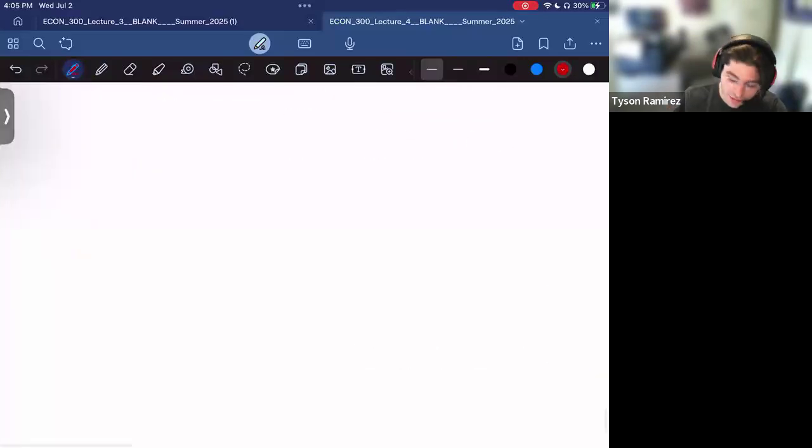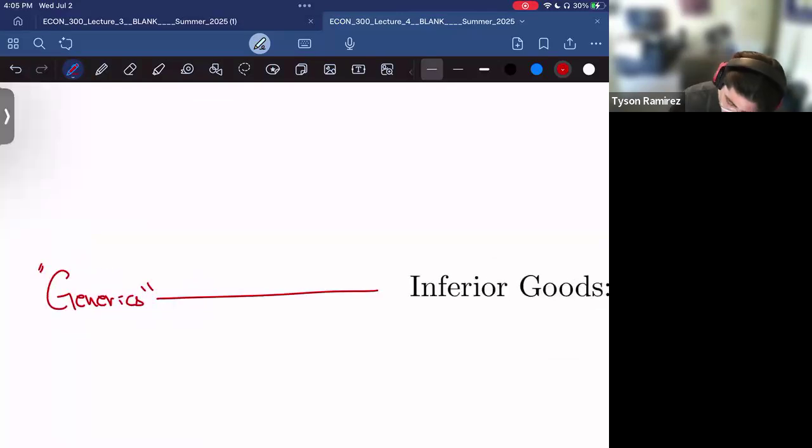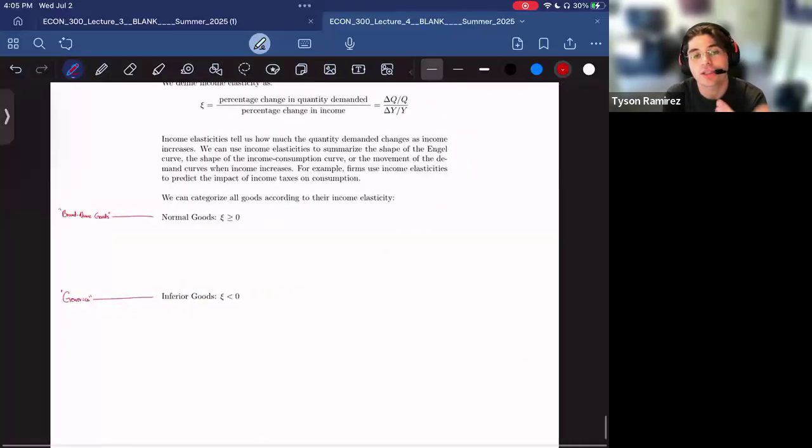Or you have your generics. Your generics are what you buy when you're low on cash. And what do we expect? We expect that for generic goods, we buy these more when cash is tight, when income is low. And if we get a raise, then we're probably going to buy more name brand goods and less generic goods. All right. This makes sense. This is something we all do in real life.